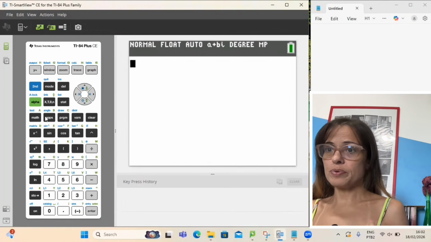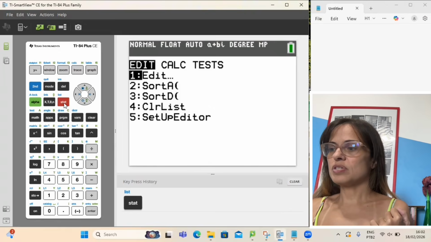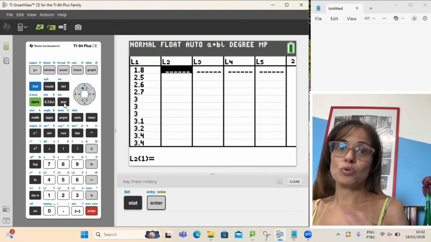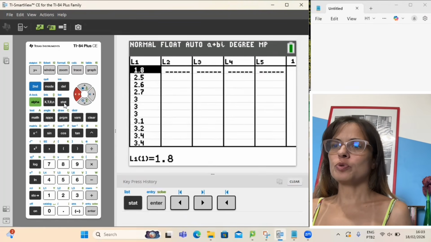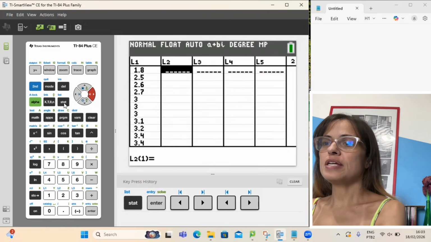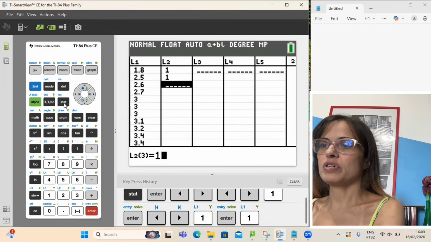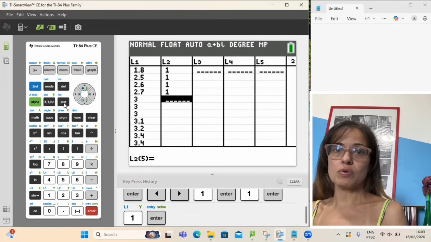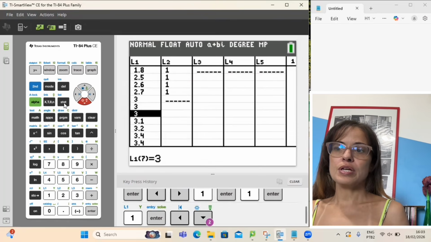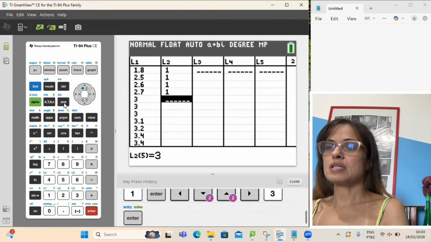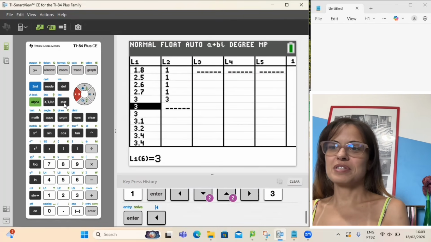Okay, so for the frequency list, we are going to get into the stat edit again. And this time, of course, we are going to need 2 columns for our frequency list, okay? Let's try to reuse what we already have here. 1.8 is appearing one time, 2.5 is just one time, same for 2.6 and 2.7. But now, instead of 333, we want to say that the 3 is going to appear 3 times, but because we have already typed this list this way, we have to remove the other 2 3s.